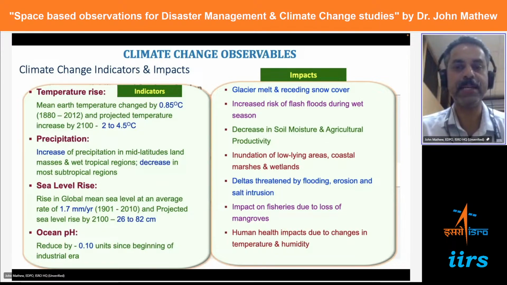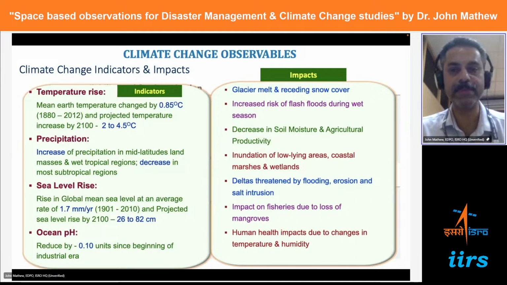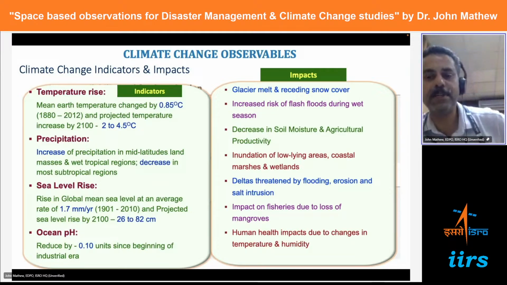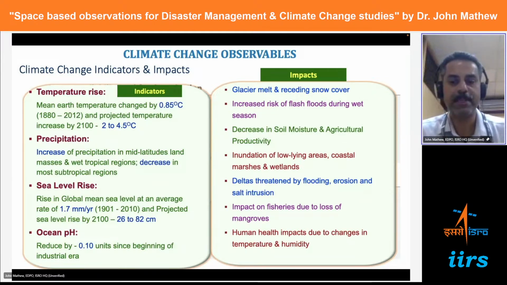So what are the impacts? You will have the impact of all these indications. You will have glacier melt and receding snow cover. There will be increased risk of flash floods. There is a decrease of soil moisture and a decrease of agriculture productivity. If there is sea level rise, it is going to result in inundation of low-lying areas and coastal marshes. Then delta areas, which are a typical ecosystem between the river and between freshwater and seawater, will be threatened by flooding and also saltwater intrusion. So these are the impacts.